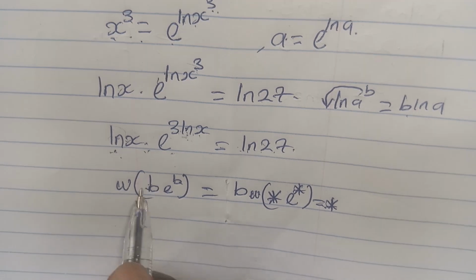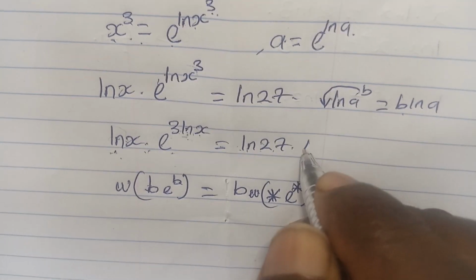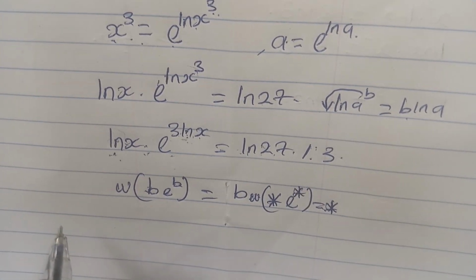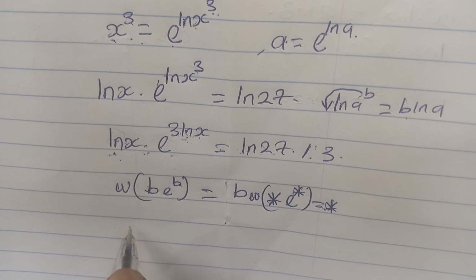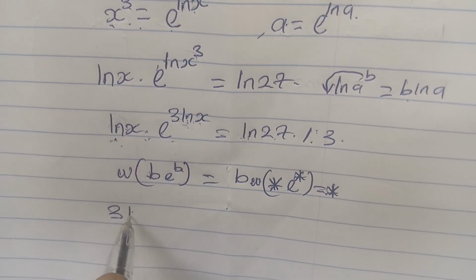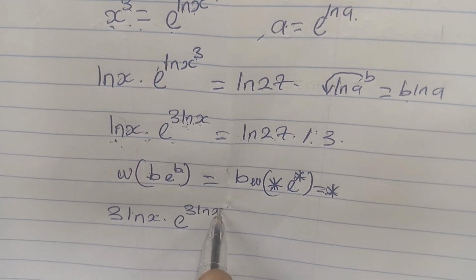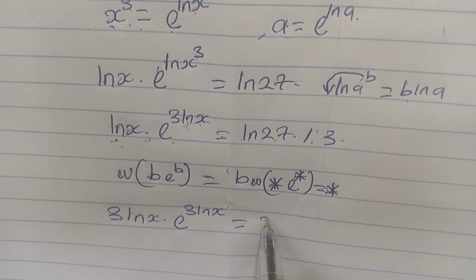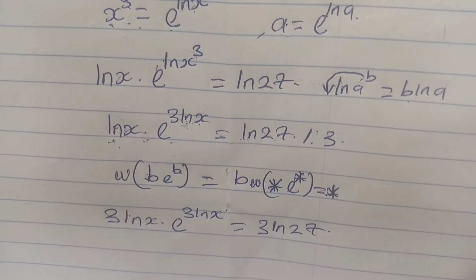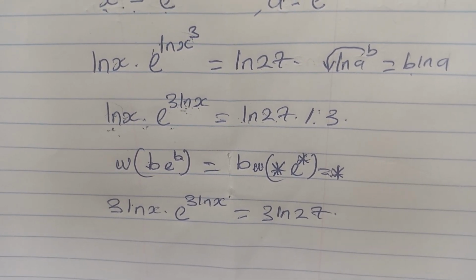So if we multiply both sides of the equation by 3, we have 3 ln x times exponent 3 ln x equals 3 ln 27. Okay, so this is what we're now having by the time we multiply both sides of the equation by 3.